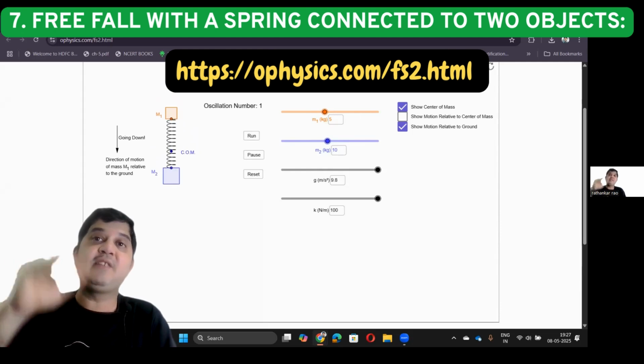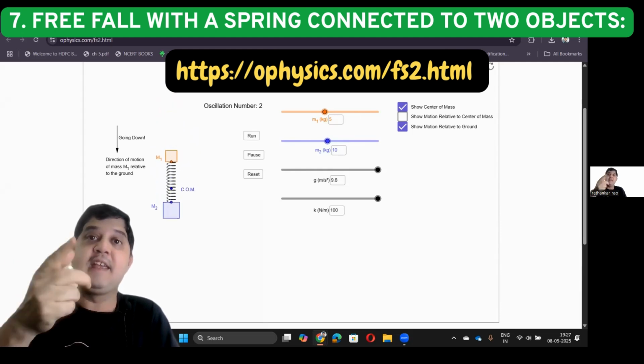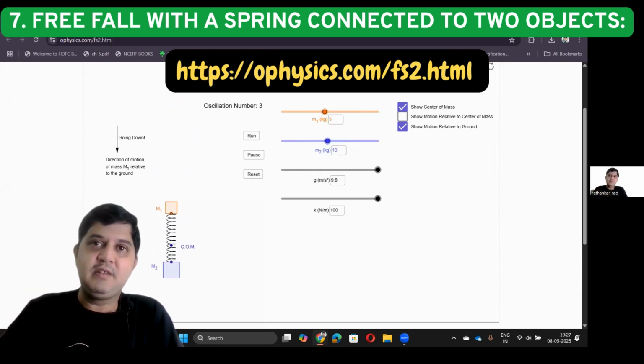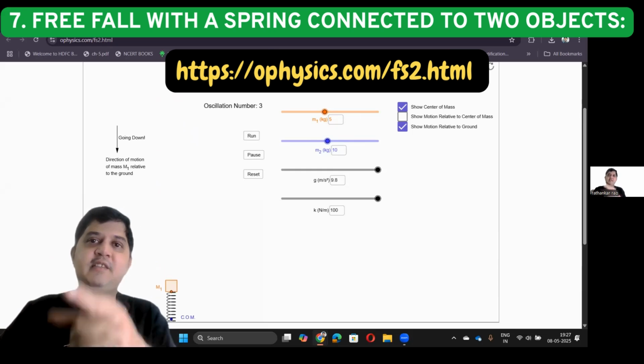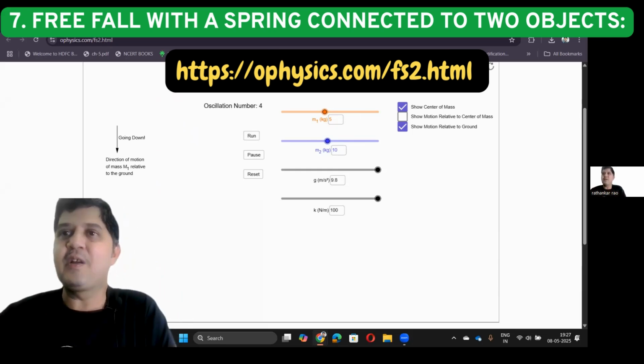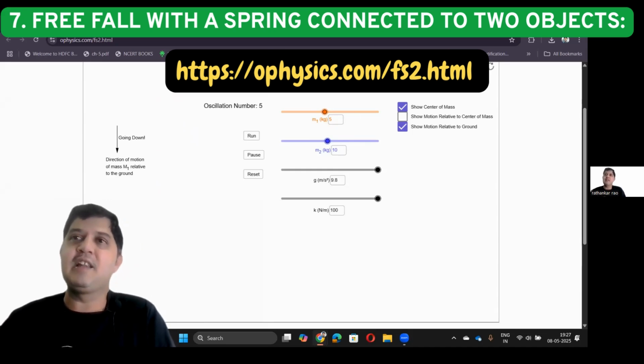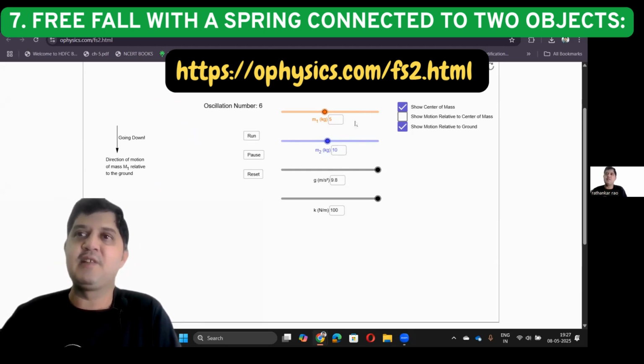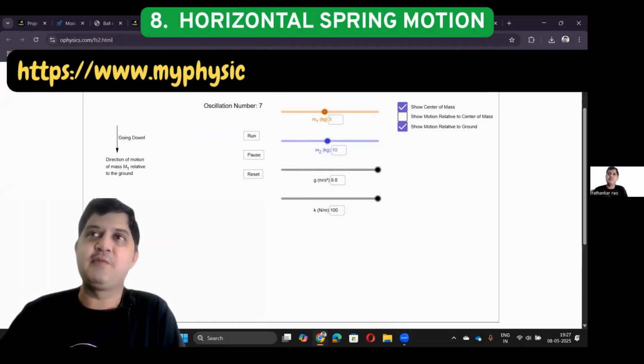Now initially there was a compression. Again there is a compression. Third time also there is a compression. You can look into what the reason behind it is. Why is it that when we have masses of this sort, a compression is observed? Okay, you can look into it. Now let us move on to the next one.